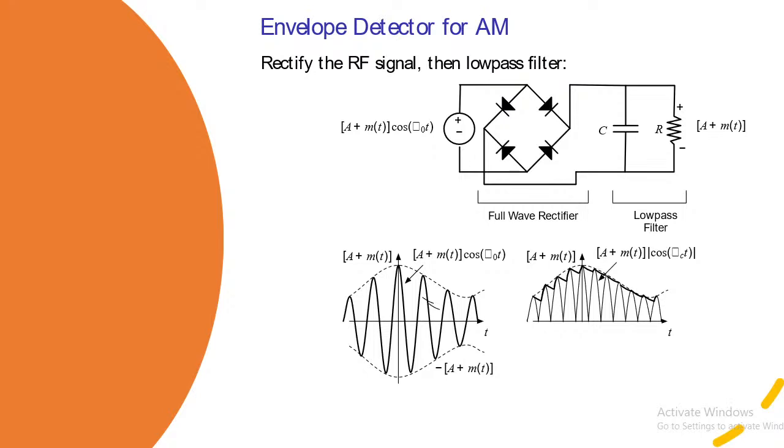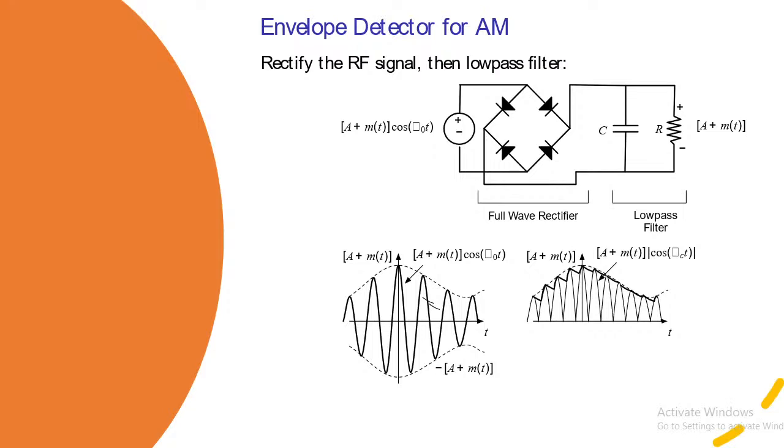So the capacitor is not going to be charged. What will happen? The capacitor will discharge. It will discharge through the R. So it will start decaying. The value of the voltage across the capacitor or across the resistor will start decaying from the peak value first.